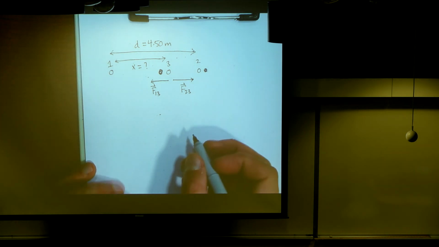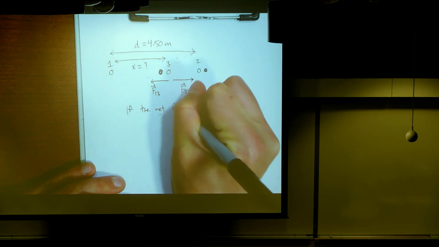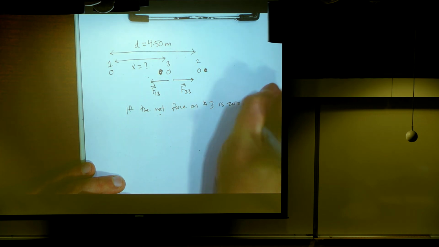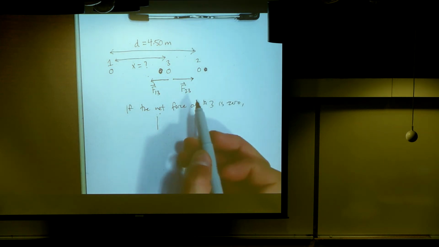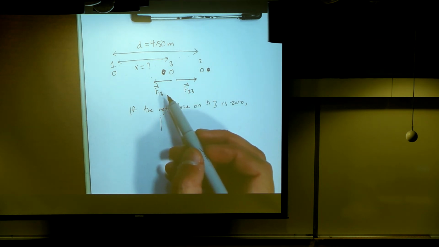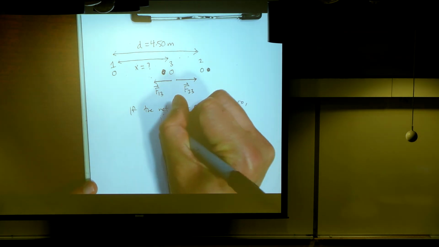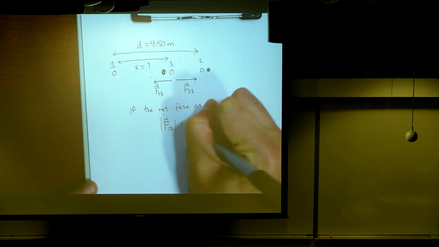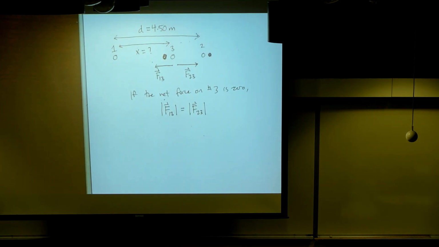Okay, so here we go. If the net force on number 3 is 0, here's what we know. It must be that these two opposing forces have the same magnitude, right? If I'm being pulled to the right with 10 newtons, being pulled to the left with 10 newtons, then they cancel out and give 0, right? So what I'm going to say is the magnitude of F13 is equal to the magnitude of F23. That's how we can get the forces to cancel. Does that make sense? Okay?